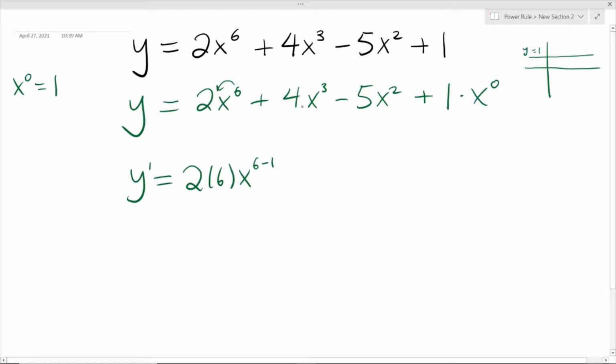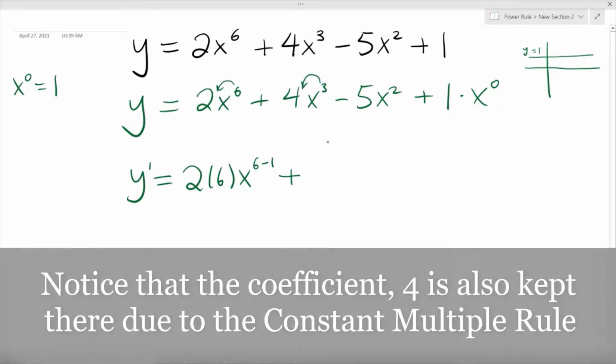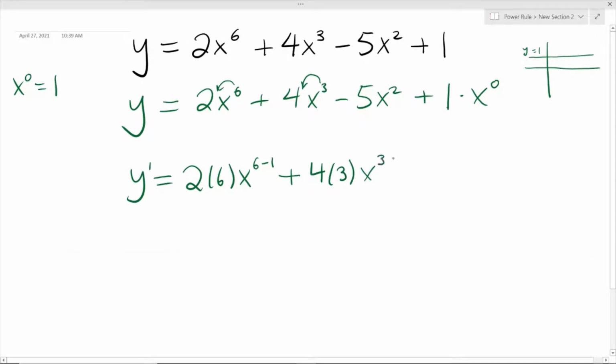So now we must do the same thing for this term. I'm going to take this 3 and bring it down, and then I'm going to do 4 times 3, times x, okay? And then we copy this 3, and we subtract 1 from the 3. Now we do the same thing here, so minus 5. Take this 2 down and put it with the 5, and then the x to the exponent of 2, we subtract 1 right here.